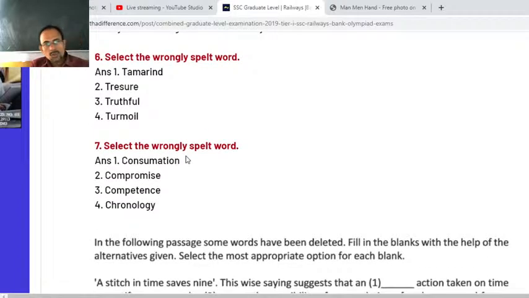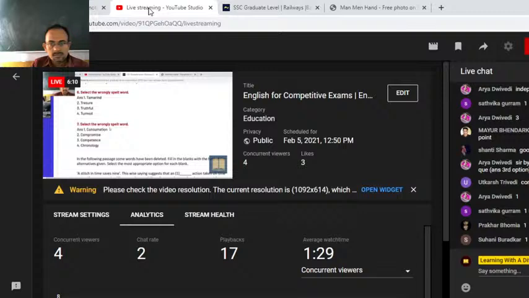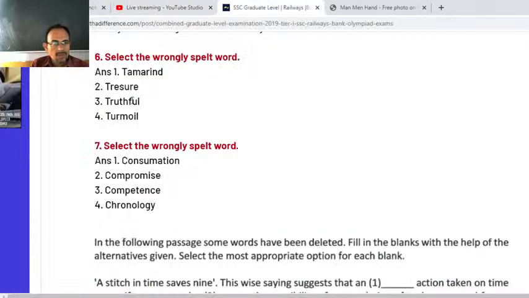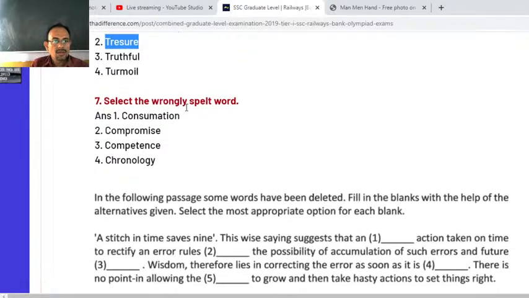Now let's move on to select the wrongly spelled word. So tell me, tamarind, treasure, truthful, turmoil. Which one do you think is the wrongly spelled word? Arya says number 2, treasure. Very good. Treasure is the wrongly spelled word. Very nice, Arya.